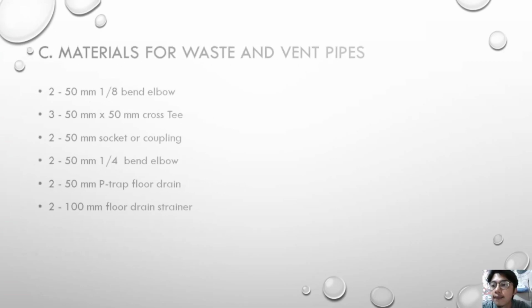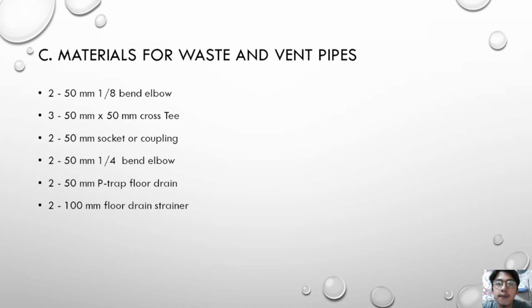Next, materials for waste and vent pipes. So as you can see, these are the materials needed for the waste. Ito yung mga kailangan materials for the waste and vent pipes of a two-story back-to-back toilet and bath. The 50mm 1/8 bend elbow and 50mm 1/4 bend elbow, kung saan ginagamit ito to turn the direction of the pipes. The 50mm times 50mm cross T is also used to connect the multiple pipes together. The 50mm socket or coupling is used also to connect pipes of the same size.